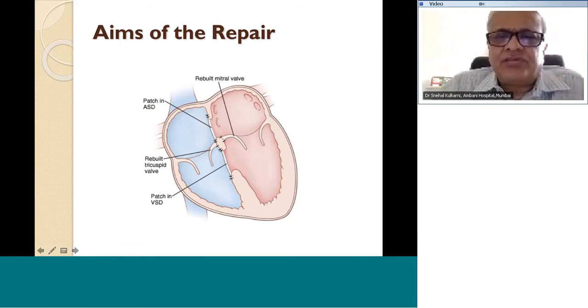The aim of the surgeon is to repair this lesion, that is to close the VSD, to close the primum ASD, and separate out these two valves and see to it that the left and right AV valves are competent.